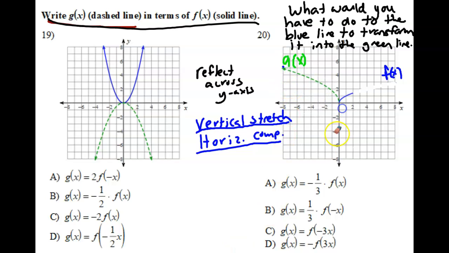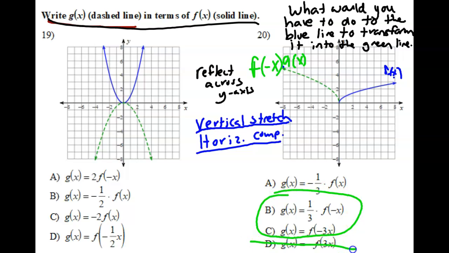So the first thing you want to do is just rephrase the question. What would you have to do to the blue line to get the green line? And the conclusion we've come to is we would have to flip it over across the y-axis, and then we would either have to do a vertical stretch or a horizontal compression, so it would look a little bit taller like that. And now we have to find which one of these does that. All right? A reflection across the y-axis is whenever your function has a negative inside the parentheses. So I see two options that have that. So right now we can get rid of these. So I know it's got to be either B or C.